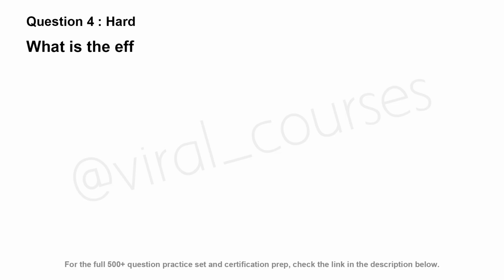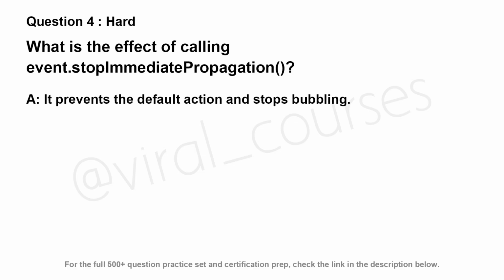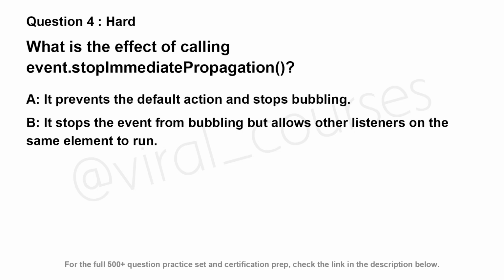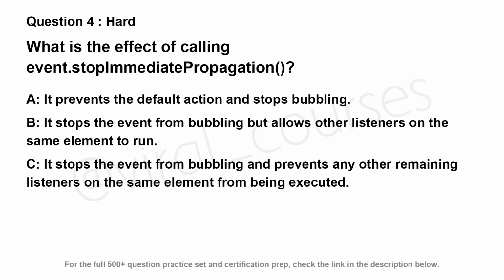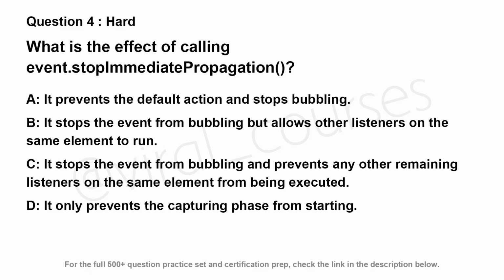What is the effect of calling event.stopImmediatePropagation? Option A, it prevents the default action and stops bubbling. Option B, it stops the event from bubbling but allows other listeners on the same element to run. Option C, it stops the event from bubbling and prevents any other remaining listeners on the same element from being executed. Option D, it only prevents the capturing phase from starting.